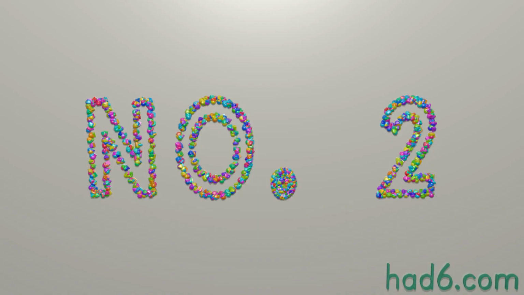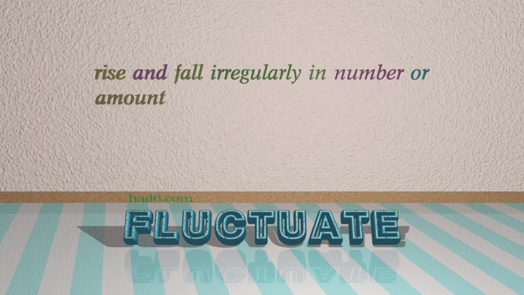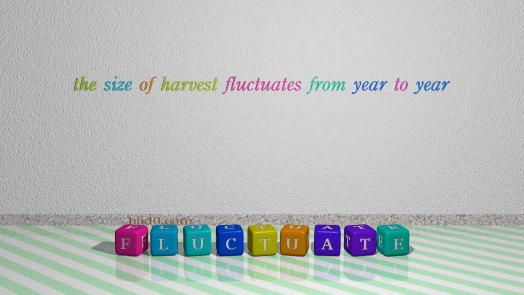Number 2. Fluctuate, which means rise and fall irregularly in number or amount. Fluctuate. For example, the size of harvest fluctuates from year to year.